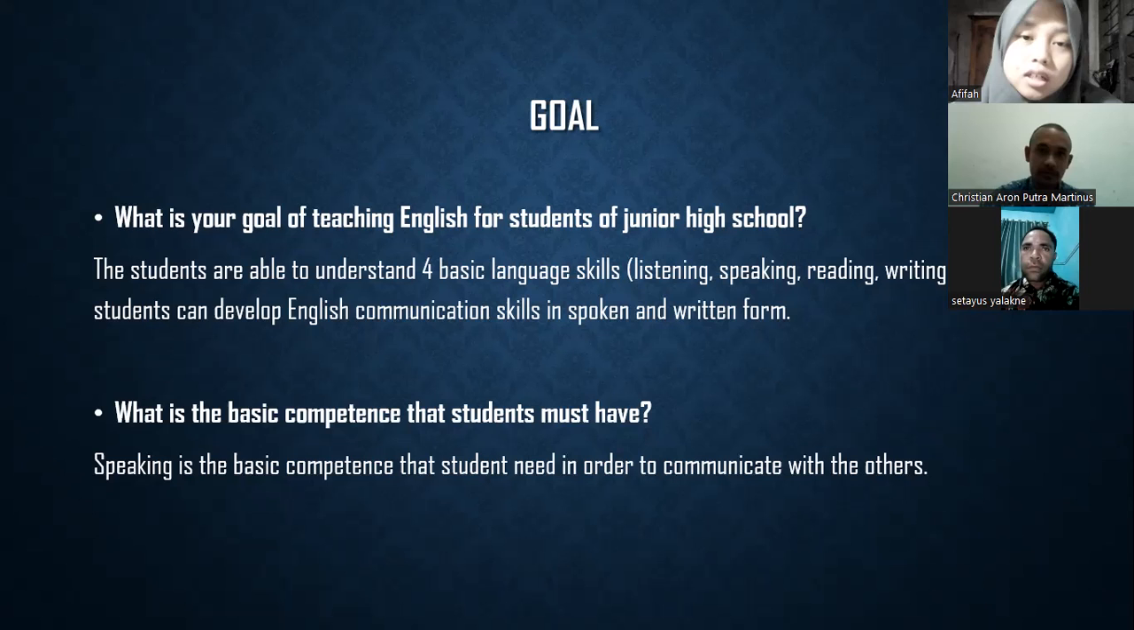And the second question about goal is, what is the basic competence that students must have? The basic competence that students must have is speaking, because speaking is the basic competence that students need in order to communicate with others.